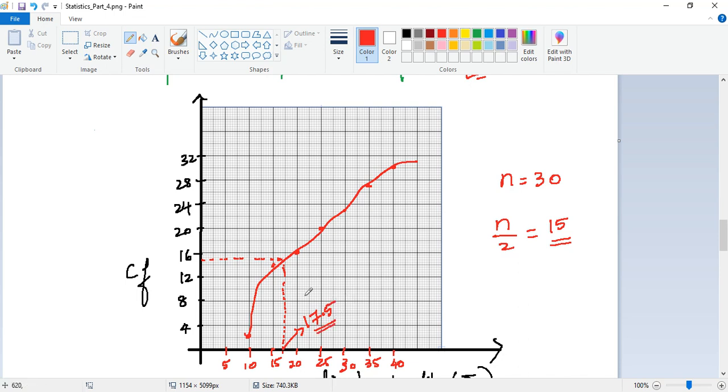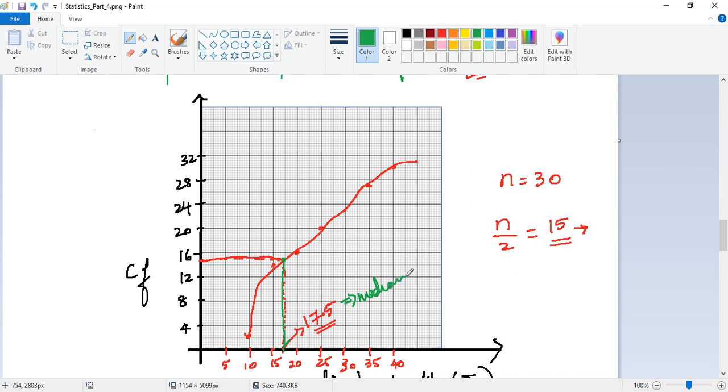Understood? So how do you find it? You just find the n by 2. This n by 2 is the CF. So you go to the CF 15, and from there you draw a straight line to meet the graph you have drawn. Wherever it intersects the graph, till there you will come, and then you go straight down. Wherever it intersects over here, approximately you should take that as the median.